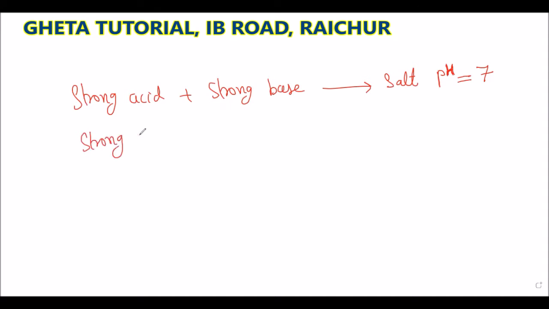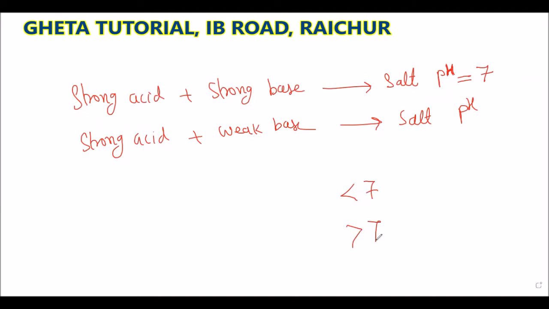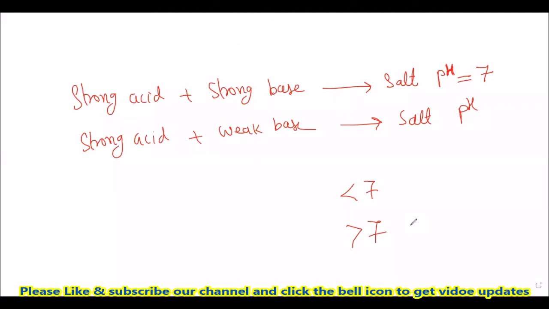When a strong acid reacts with a weak base, again you will get a salt. What is the pH of that salt? Is it less than 7 or greater than 7? Less than 7. Why is it less than 7? Because the acid is stronger than the base; the base is weak.